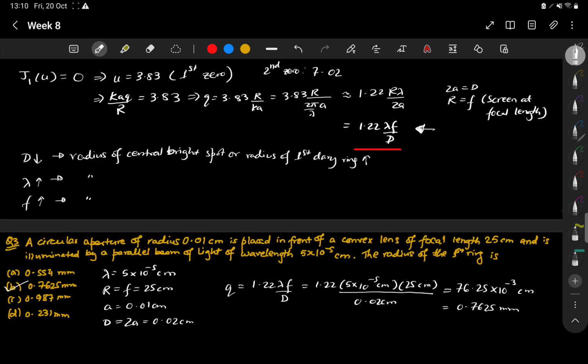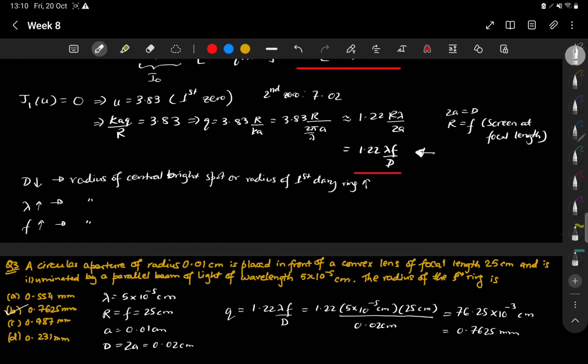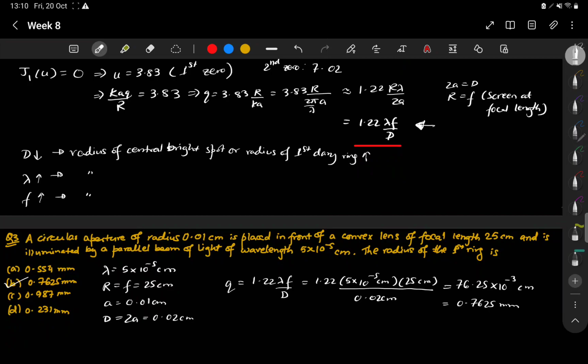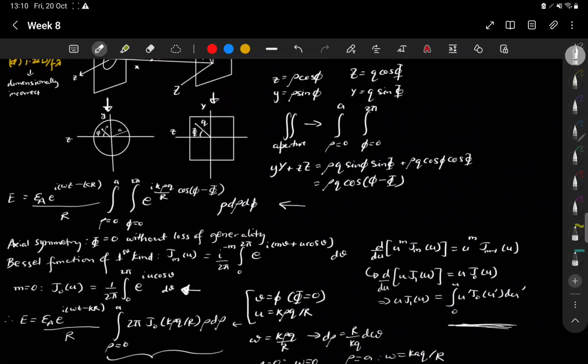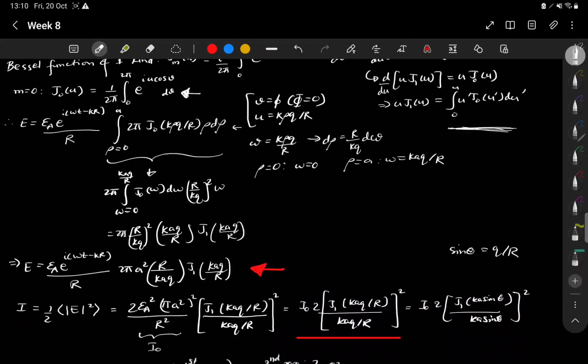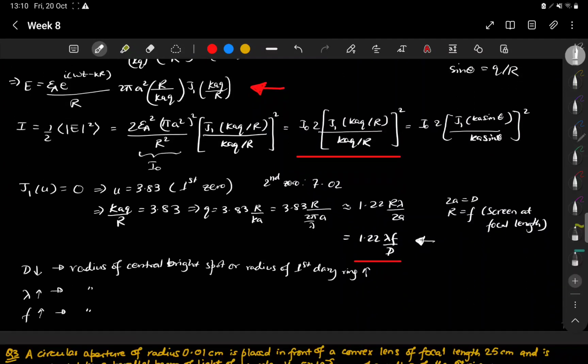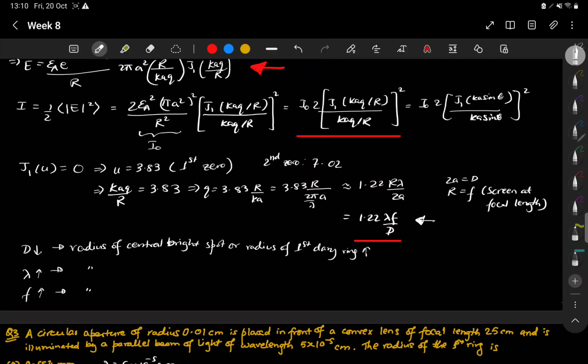So this was a pretty simple, straightforward question. You would get such numericals as well in your assignment. And this is a very important result, this 1.22 lambda f by d for the radius of the first dark ring. You should remember this. The derivation is pretty complex, and you need to remember a lot of stuff, so it is easier to remember this simple relation. Okay, moving ahead.